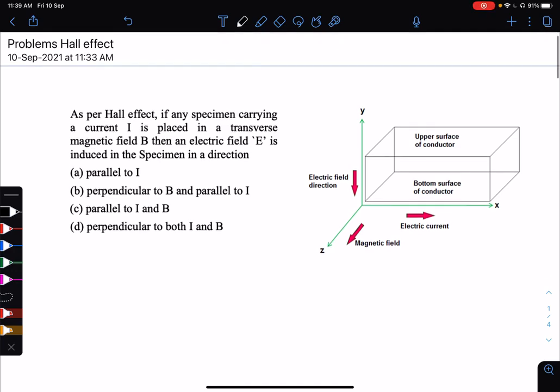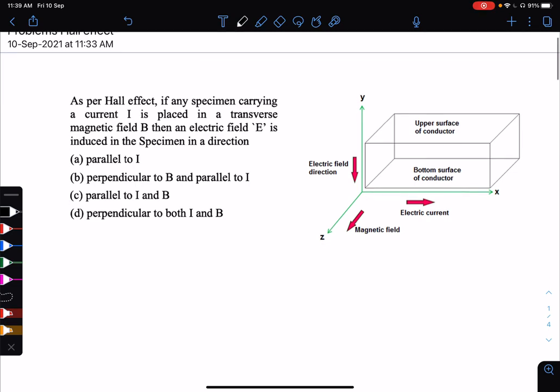This is the problems of some Hall effect. I have added some problems since there was no time. I am describing this as a separate section.